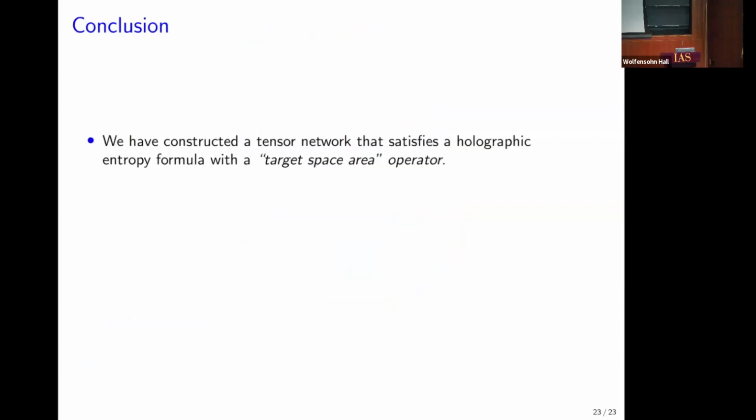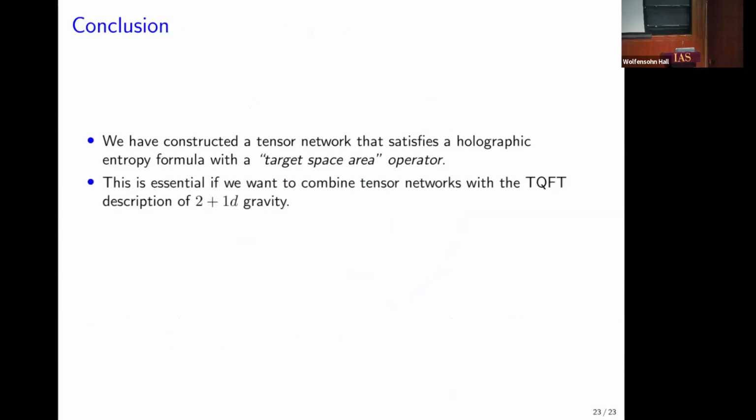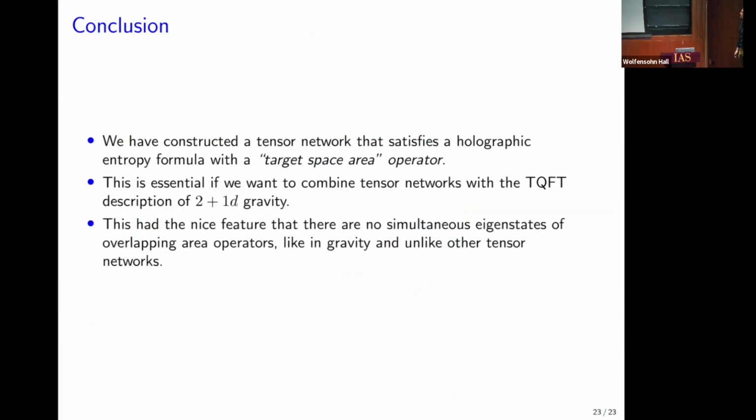So let me just conclude. We have constructed a tensor network that satisfies a holographic entropy formula with a different kind of area operator that I might suggestively call the target space area operator. I believe this is essential if we want to combine tensor networks with a TQFT description of 2+1 dimensional gravity. Maybe we don't want to do that, but if we do, we had to tackle this problem, and that's what we tried to do here. And as I briefly mentioned, this had the nice feature that there are no simultaneous eigenstates of overlapping area operators, which is like gravity and not like other tensor networks. Thank you.